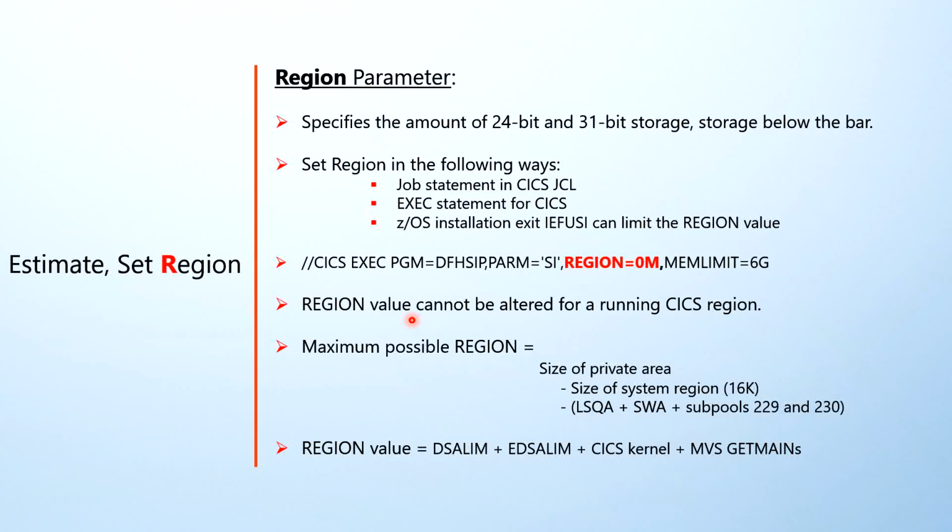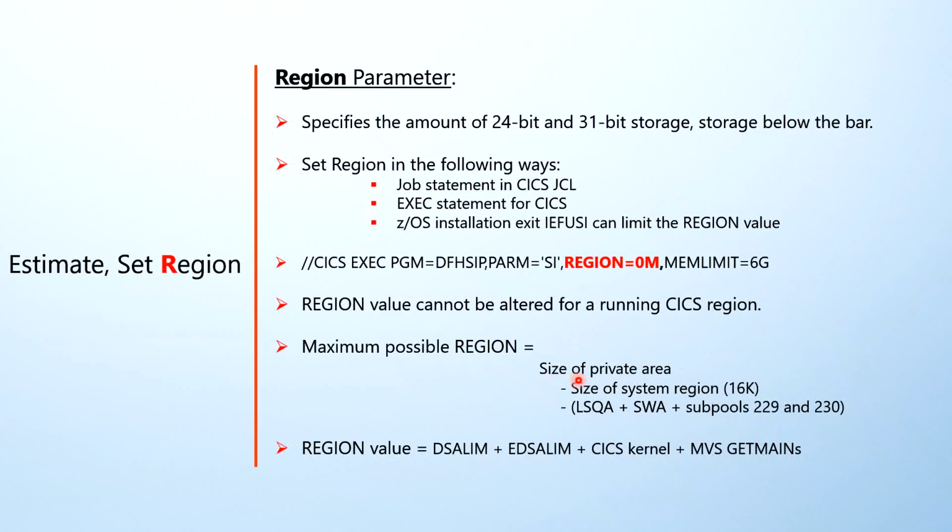So if you want to change the region value, you should definitely bring down the region, make the changes, and bring it up to pick up the new value. Okay, and the maximum possible region value which you can mention for a CICS region depends on this formula. Like we spoke about a typical z/OS address space in our last video, that is z/OS storage concepts. So I hope you have watched that video.